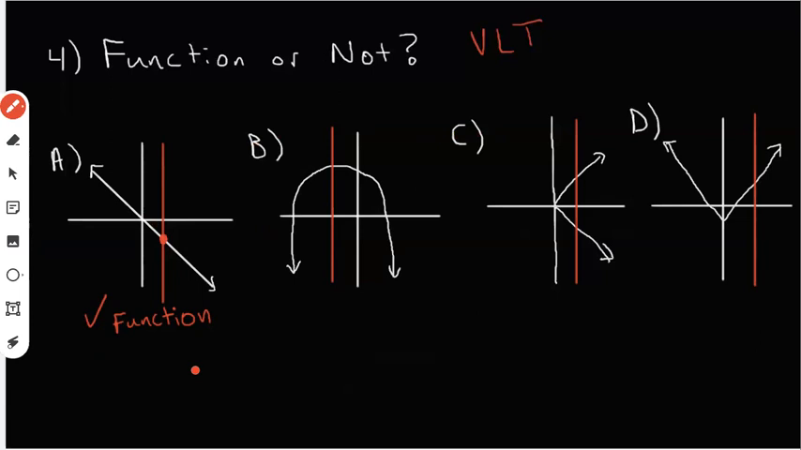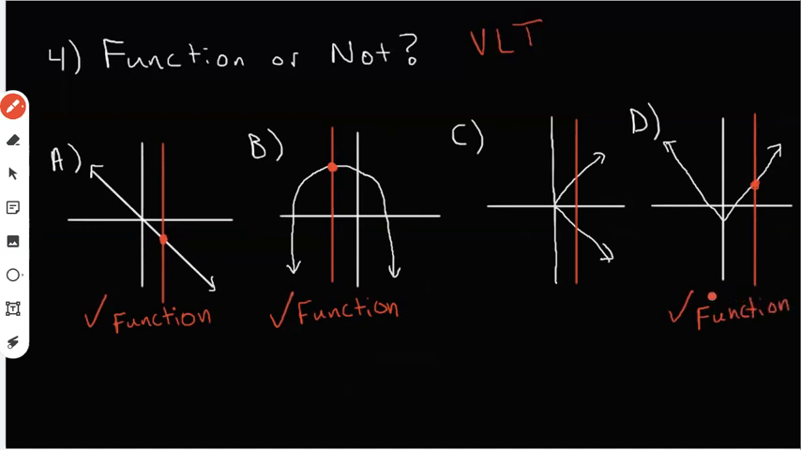On answer choice B, this line only goes through once, right? It only passes through that U shape once, so we say, yes, it is a function. Skipping over C for now, we're going to go to answer choice D. Notice that it only goes through once. So we say, yes, it is a function.